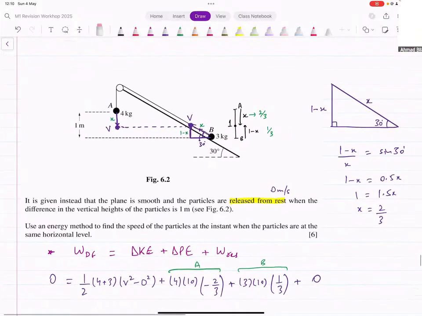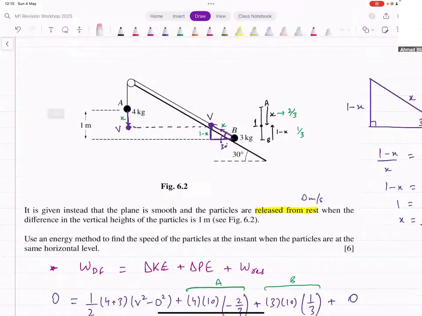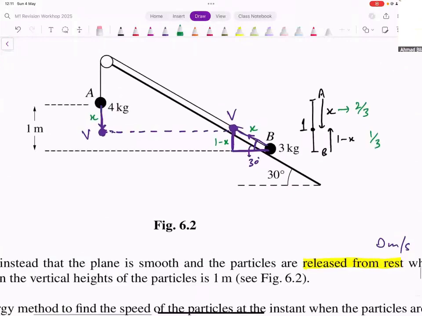And they are saying, use an energy method to find the speed of the particles at the instant when the particles are at the same horizontal level. Now, how will they be at the same horizontal level? A will move downwards in this direction by some distance, and B will move up the plane by some distance. Now, we don't know how much distance they're traveling, but they're connected to each other. If this distance is x, this is also going to be x, right?